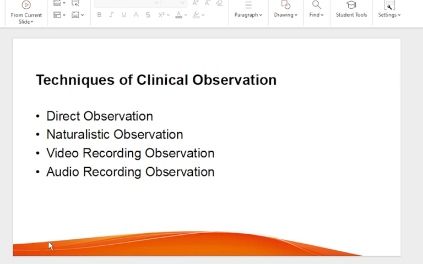Now remember, direct observation can be obtrusive and unobtrusive. Naturalistic observation can be participant and non-participant.